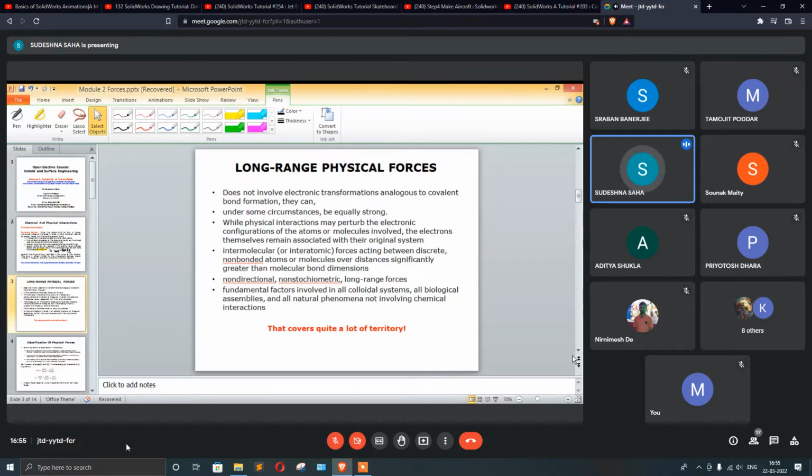While the physical interactions do not involve electronic transformations analogous to covalent bond formation, they can, under some circumstances, be equally strong. When we talk about Coulombic forces, we will see that those forces are of the order of strength of covalent bonds, but there are no chemical interactions, and no electrons are shared between the atoms in those cases. But the strength of the forces is of the order of that of the covalent bond.